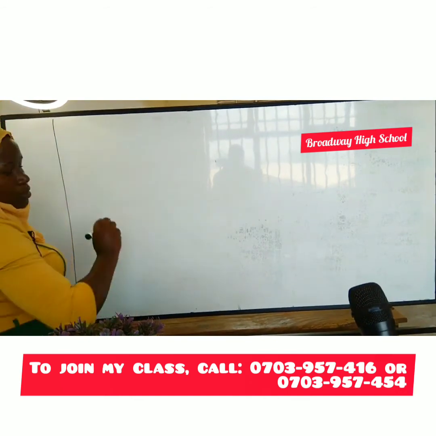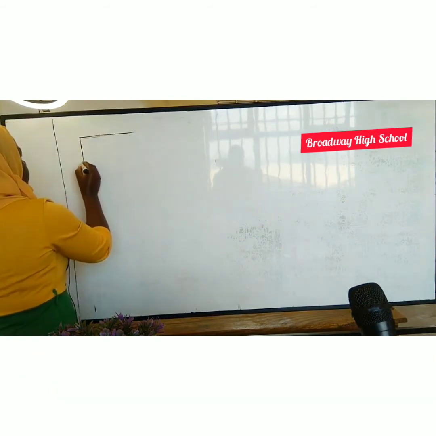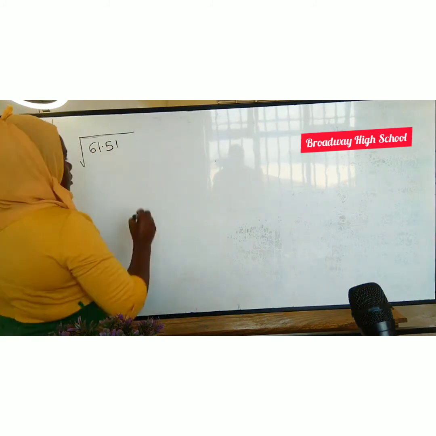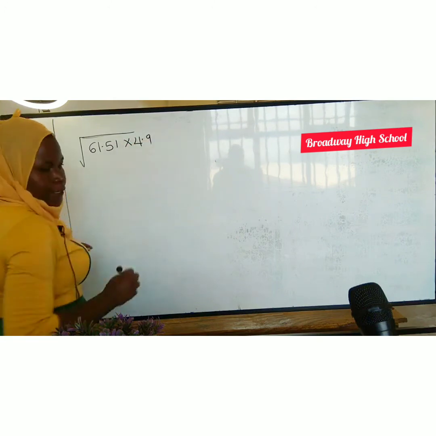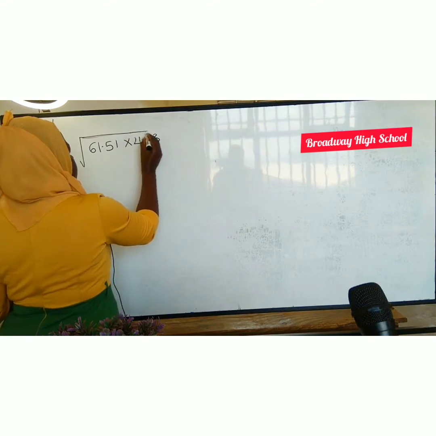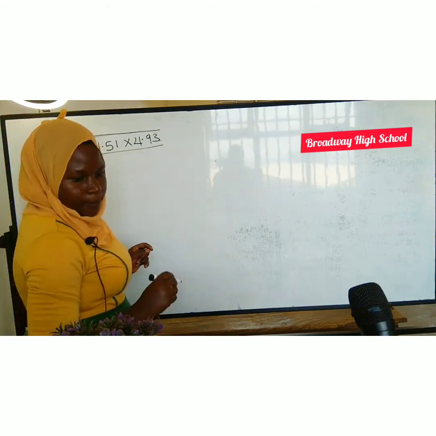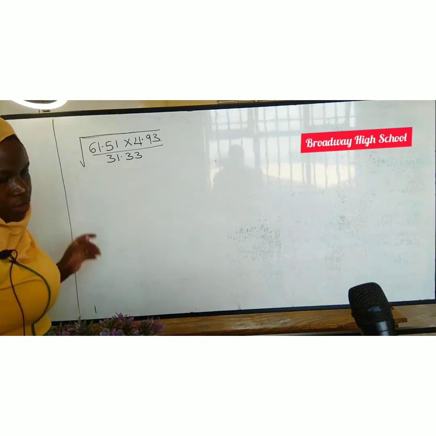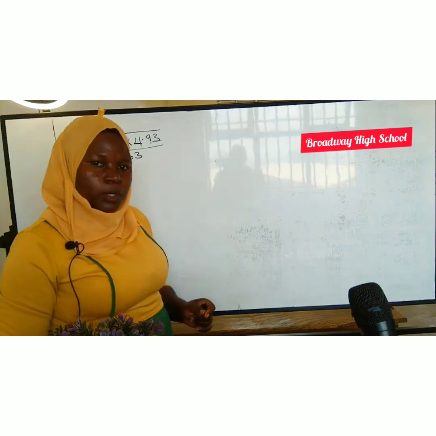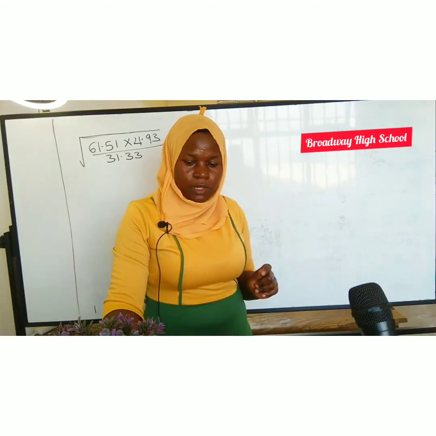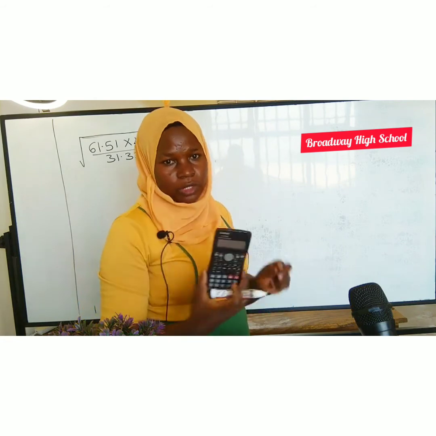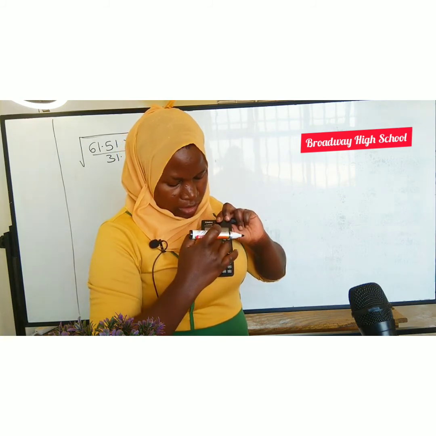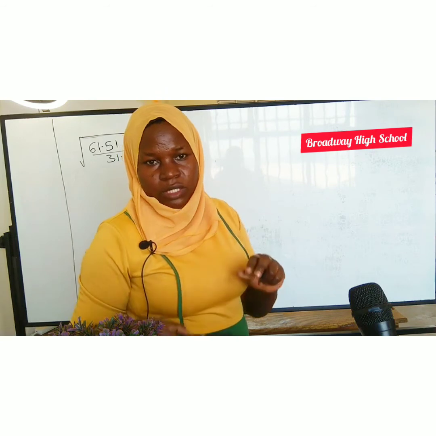The question is, use logarithms to evaluate the square root of 61.51 times 4.93 over 31.33. Use logarithm. Definitely here, if you have to use logarithm, I expect you to have logarithm tables. But if you fail to get a logarithm table, at least get a scientific calculator, and ensure that it has a button for log, and beneath it anti-log. So make sure that the calculator has that.